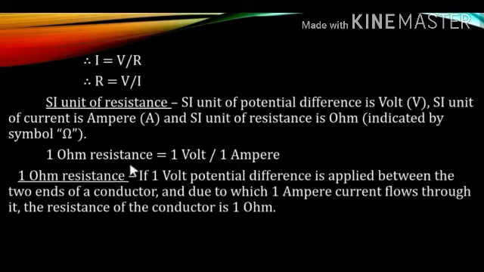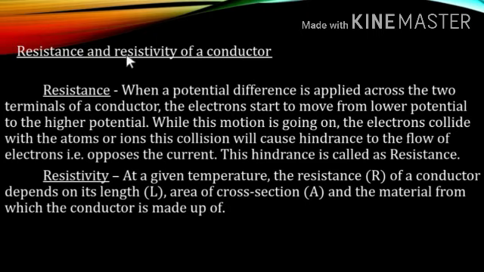What is this 1 ohm resistance? If 1 volt of potential difference is applied between the two ends of the conductor, and due to that potential difference, 1 ampere current flows through it, the resistance of the conductor is 1 ohm. Resistance and resistivity of a conductor.